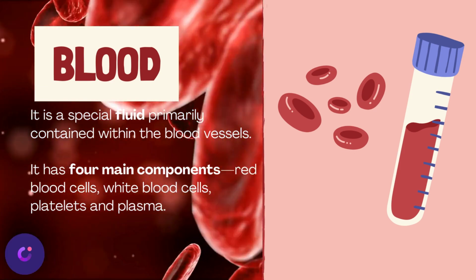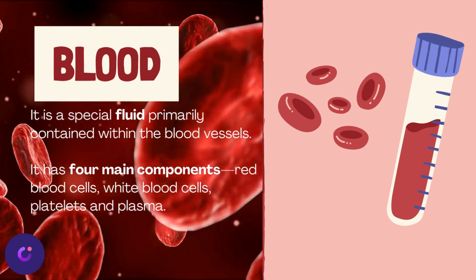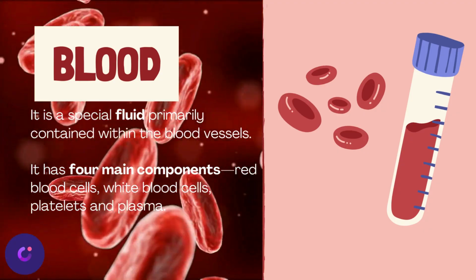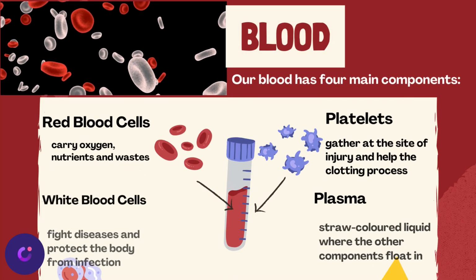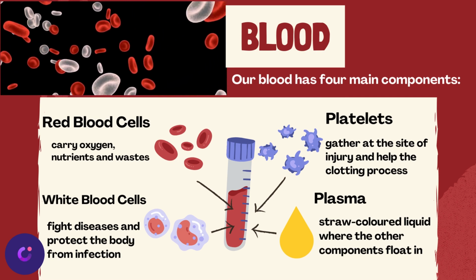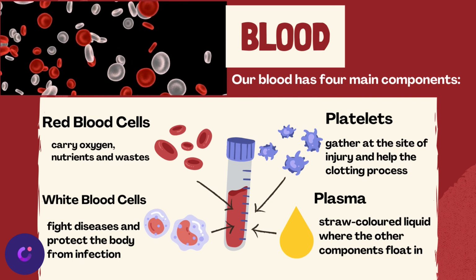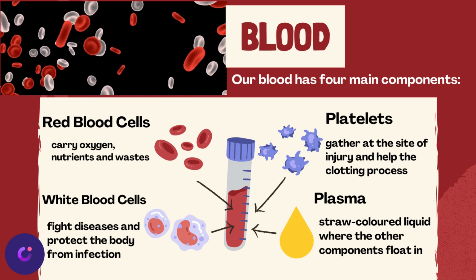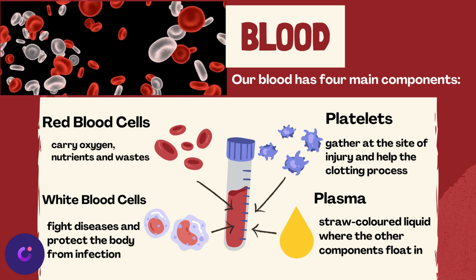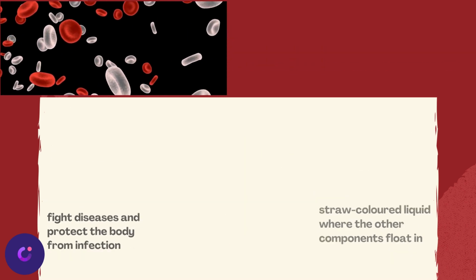Blood is a special fluid primarily contained within the blood vessels. It has four main components: red blood cells, white blood cells, platelets, and plasma. Red blood cells carry oxygen, nutrients and waste. White blood cells fight disease and protect the body from infection. Platelets gather at the site of an injury and help the clotting process. Plasma is a straw-colored liquid that the other components float in.